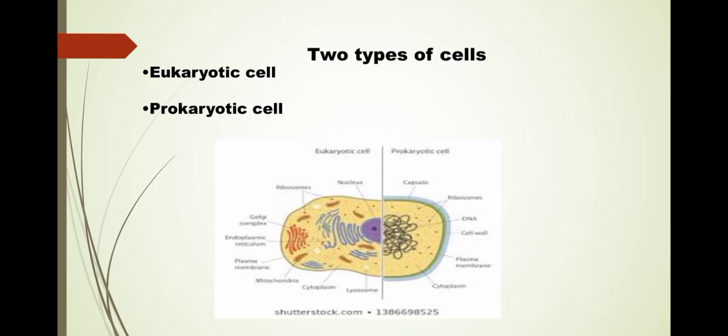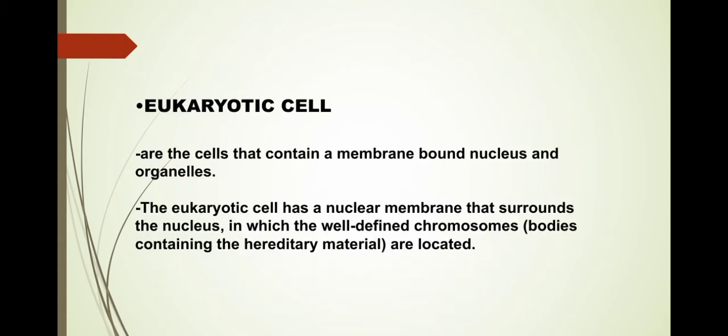So there are two types of cell, the prokaryotic cell and the eukaryotic cell. When we say eukaryotic cell, these are the cells that contain a membrane-bound nucleus and organelles. The eukaryotic cell has a nuclear membrane that surrounds the nucleus, in which the well-defined chromosomes, or the bodies containing the hereditary material, are located.